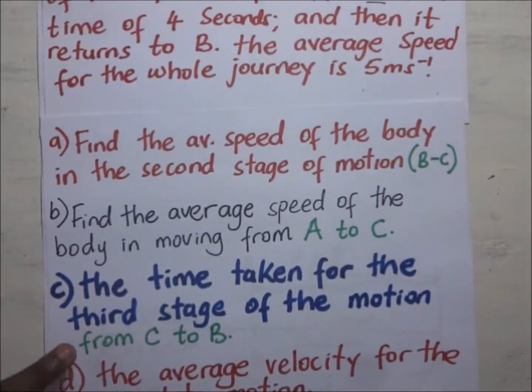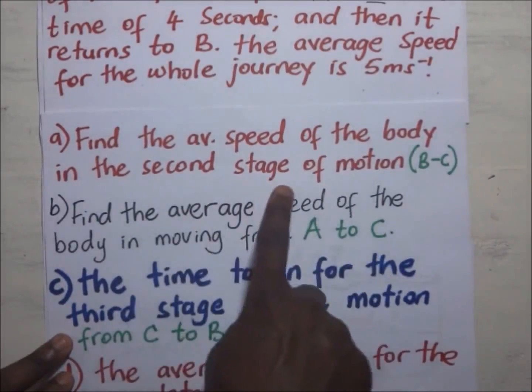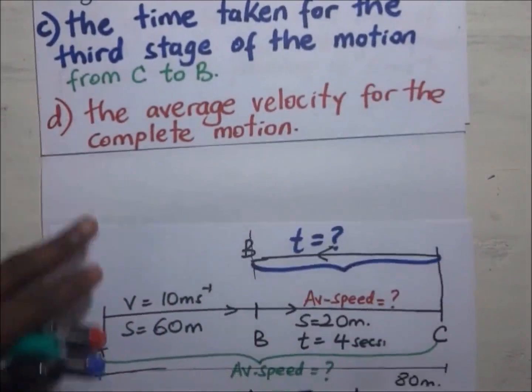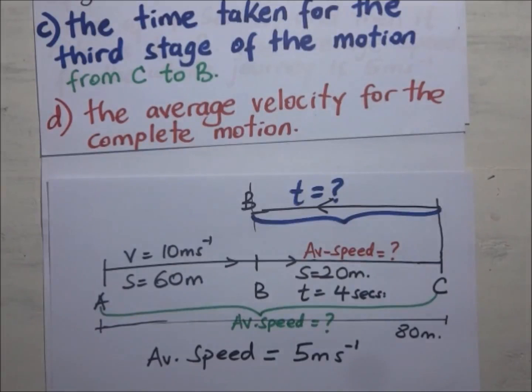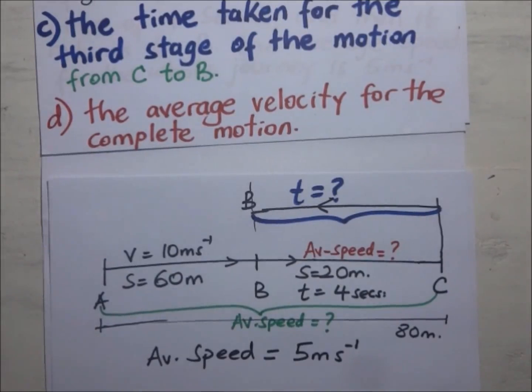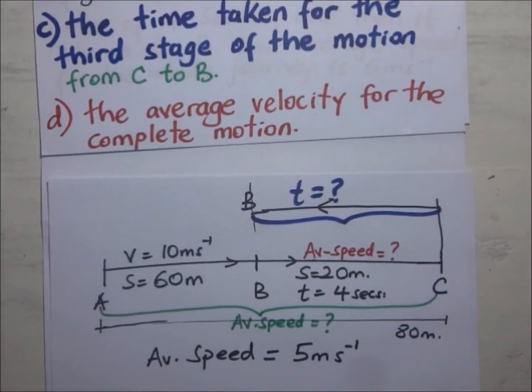Part A is requiring us to find the average speed of the body in the second stage of the motion. This is the second stage of the motion. They want us to find the average speed, so we will go ahead and calculate it. Now we know that the average speed formula is equal to the total distance divided by the total time.